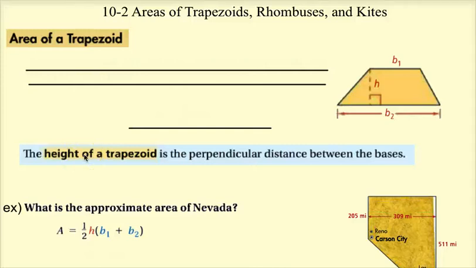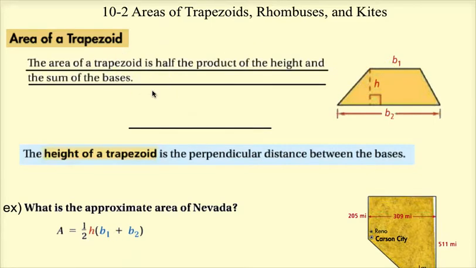This is lesson 10-2, areas of trapezoids, rhombuses, and kites. We're going to start off with a trapezoid today. So remember, a trapezoid has two sides that are parallel. We're going to call those the bases, and then they have two sides that are not parallel. So the area of a trapezoid is half the product of the height and the sum of the bases.